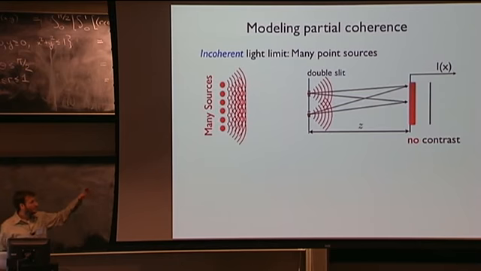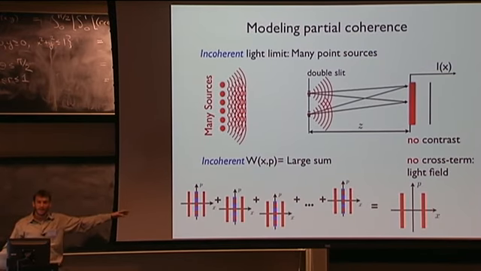So in the incoherent limit, if I had many point sources, I would expect to see no contrast from my 2-slit experiment. It would just all be bright. And that's just like adding up a lot of these shifted Wigner distributions, so the cross term completely washes out. And then I'm left with my regular geometric light field that we're all used to.